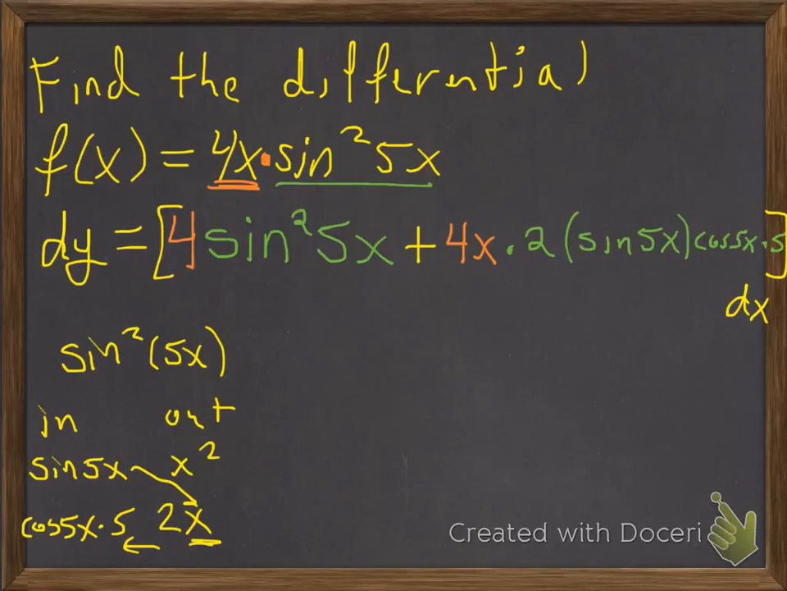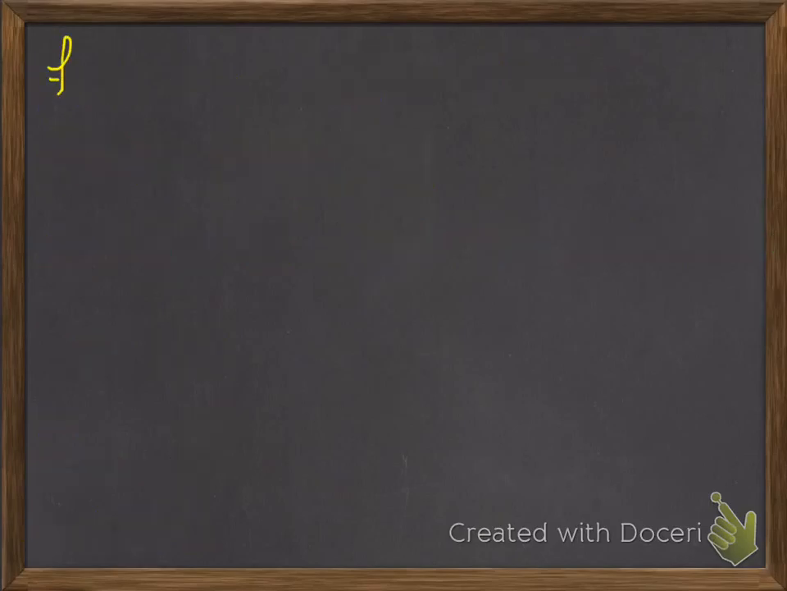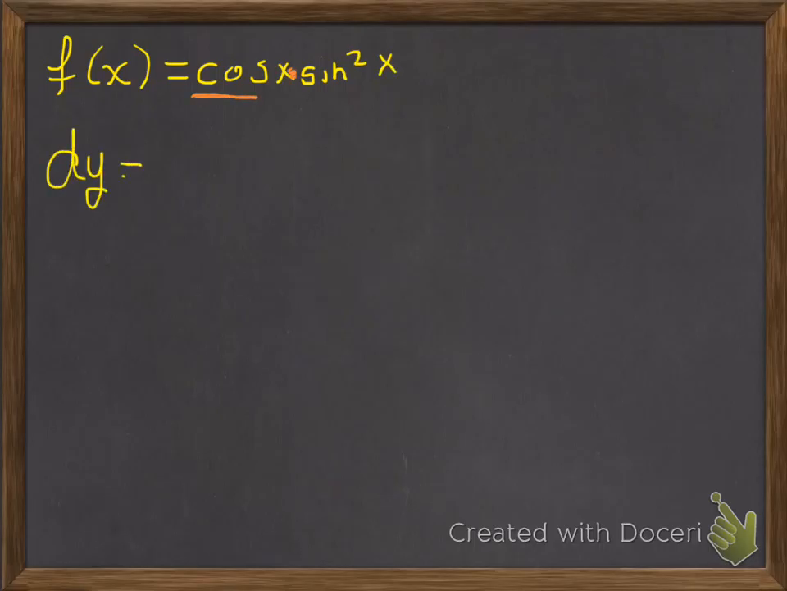So this one's probably a little bit harder than the other one that we have, but we're going to go ahead and look at that one as well. So this time we had f of x is equal to cosine x times sine squared x. And this one again is a product rule because we have cosine times sine squared. So the derivative of cosine, the first function, is minus sine x, times the second function, plus the first function unchanged times the derivative of the second.